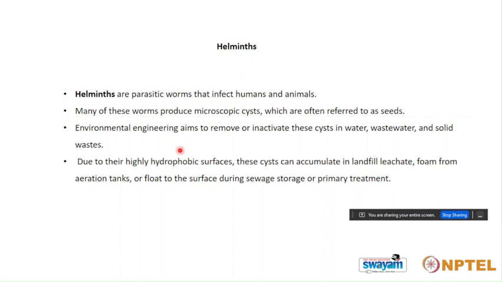So which organisms should be used for wastewater treatment? For wastewater treatment, we can use fungi, algae, bacteria. Helminths cannot be used for wastewater treatment. So actually, we should develop a wastewater treatment system that inactivates cysts formed by helminths, so that they won't be transmitted to humans and animals. That is the point here.